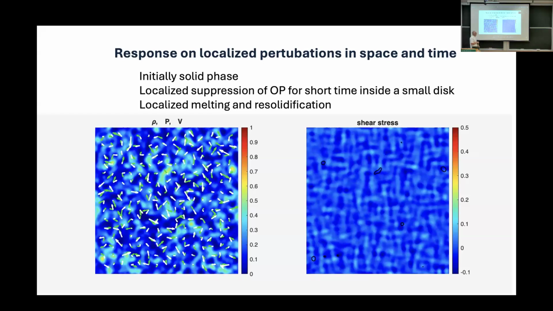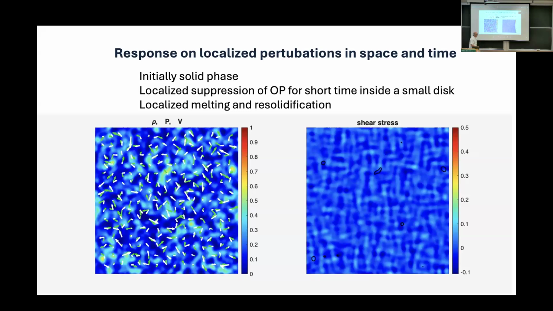We prepared a solid state, so the system evolves towards a solid. And then we introduce a localized perturbation somewhere here. We can disrupt cell-cell adhesion, or we can disrupt cell polarization. We can do different things, and actually the response will be very different. In the first simulation, we disrupt cell-cell adhesion. If we disrupt cell adhesion, the monolayer will immediately melt, and then it solidifies.